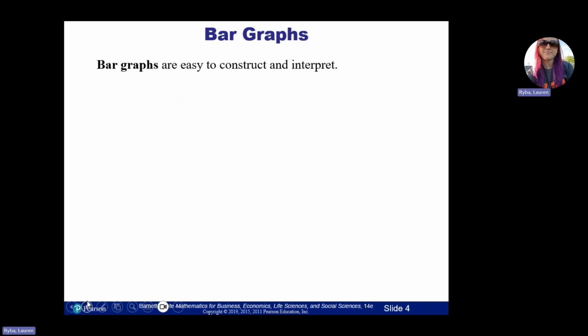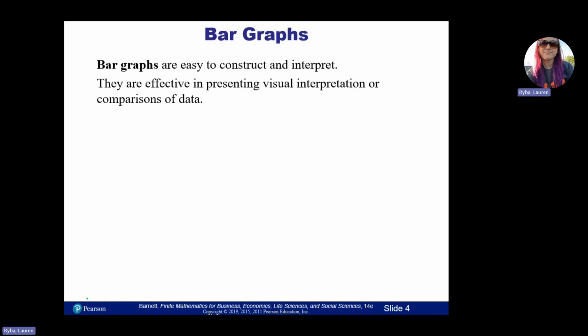Bar graphs are clearly easy to construct and interpret. What we do is we have different categories of data that are on the bottom or the x-axis, and then the count or the frequency goes up the y-axis. So depending on how tall your bar is, that shows how many people have responded to that answer.